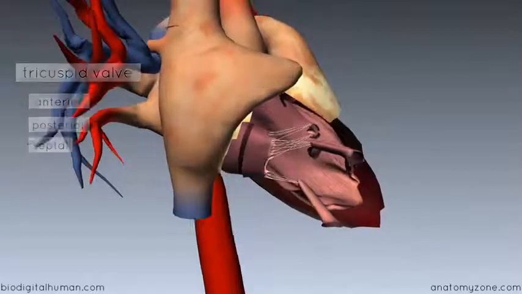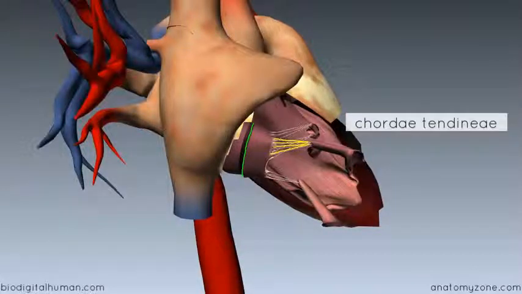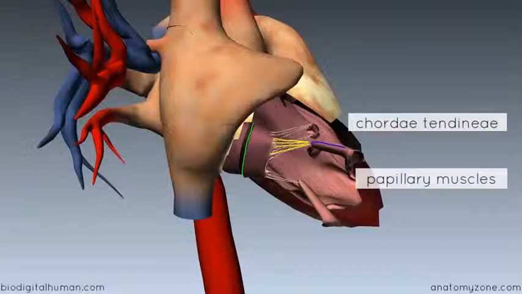At the base of these three cusps, you've got this fibrous ring which surrounds the atrioventricular orifice, and this fibrous ring gives support to this orifice. So that's at the base of these three cusps. And then as you can see, these cusps have these cord-like structures coming from them, attaching them to this muscle. So these cords, which I'm highlighting here in yellow, are called chordae tendineae, and they attach to the tip of these muscles here, which are called papillary muscles.